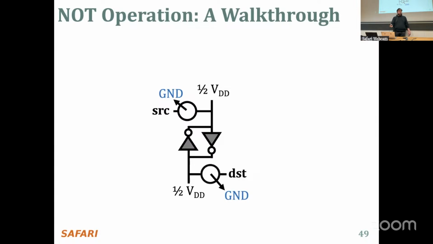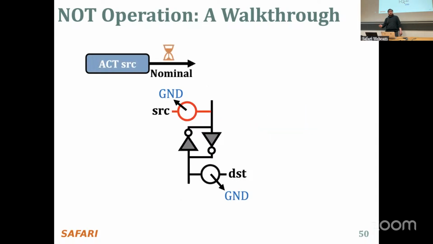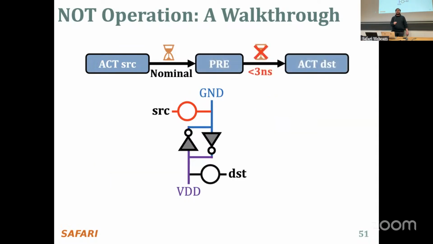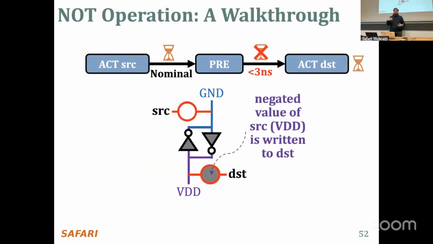Here we have source and destination. They initially have the voltage value of ground, which is 0, and bit lines are precharged to VDD over 2. First, we issue activate source, which will connect the source to the bit line. And we wait for nominal timing parameter, which will drive its bit line to ground and drive the destination's bit line to VDD. And then we issue back-to-back precharge and activate commands with violated timing parameters. What will happen is that we first connect the destination to the bit line. And since we interrupt the precharge process, the sense amplifier is still enabled and the destination's bit line is still at VDD. As a result, after waiting long enough, the negated value of the source is written to the destination.